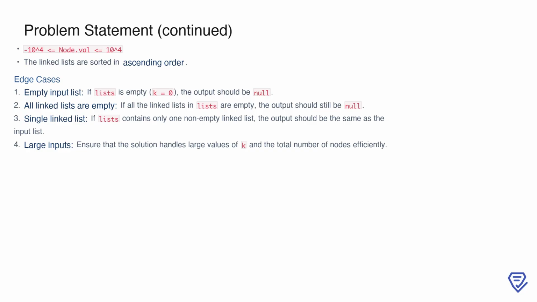Some critical edge cases to consider include when the input list is entirely empty, where k equals 0, or when all the linked lists in the input are empty, both of which should result in null as the output. If the input contains only one non-empty linked list, the output should simply return that list as is, since no merging is required. Finally, the solution must handle large inputs efficiently, ensuring that it can manage up to 10,000 linked lists and their combined nodes without performance issues.